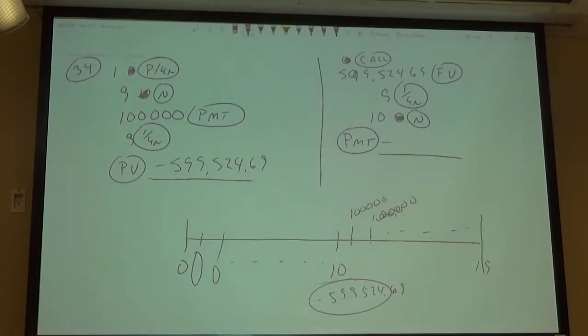So the annual payment that you've got to deposit is $39,460.77. So that would be basically that number there. Okay? Make sense? All right. Any others?